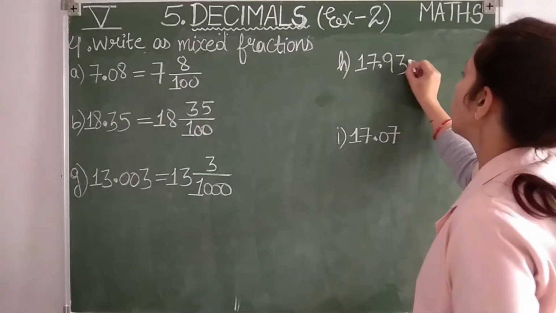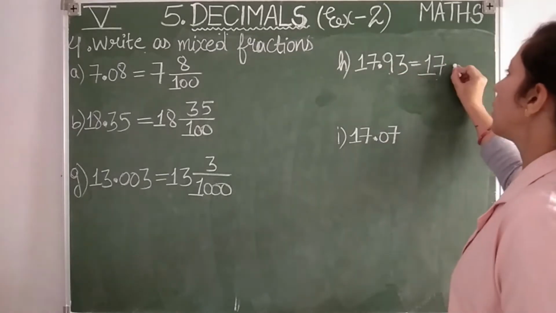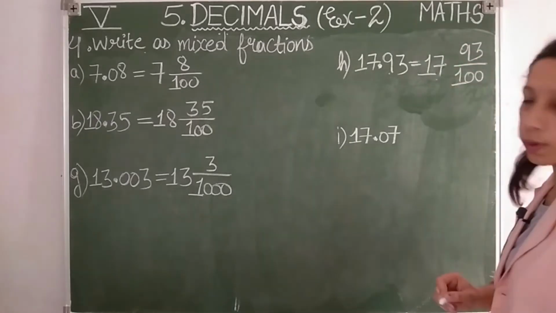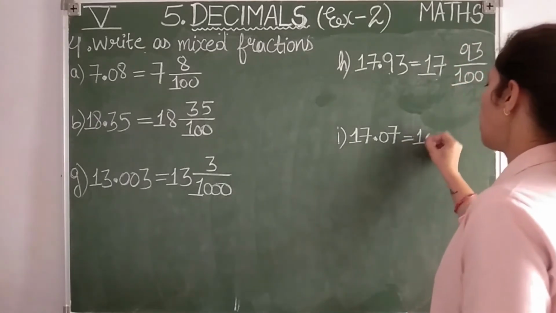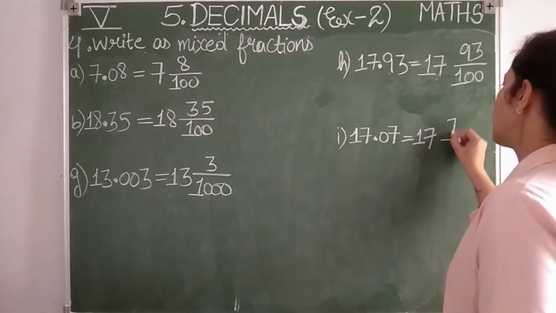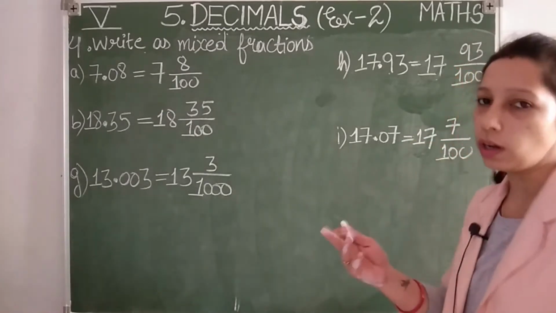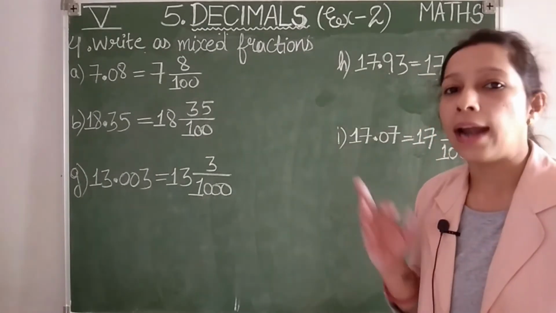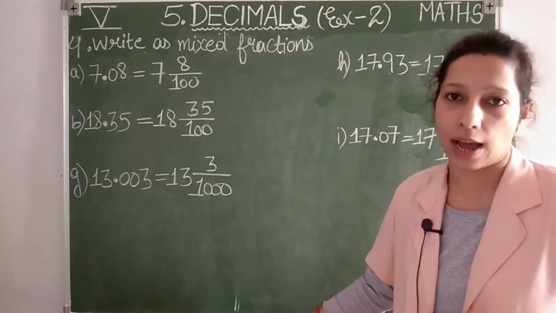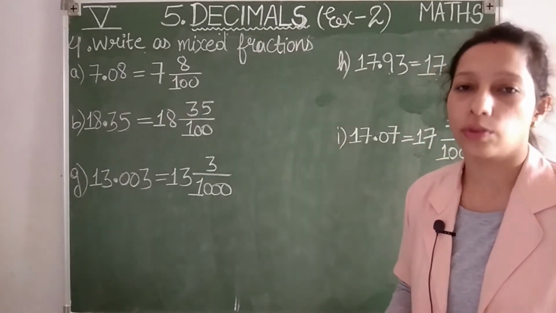17.93, again write the whole number as it is. Then after the point up to hundredths place, that's why we'll write 100 here, and 93. Got it, students? And then again write the whole number first, then after the decimal 2 places up to hundredths, that's why 7 upon 100. With this we have solved question number 4 also. The rest of the points, your work, you will do as homework, and you may check the answers from the back of your maths textbook. If any confusion, then you can ask me. Okay, so note it down, and after this we are going to see exercise number 3.